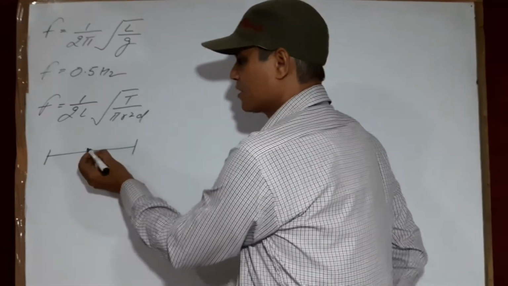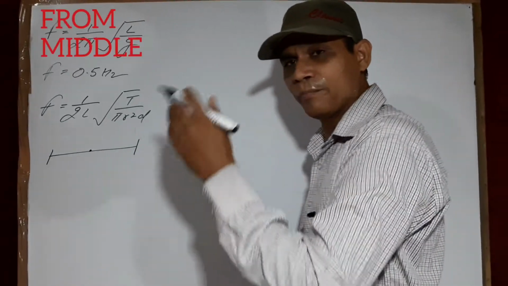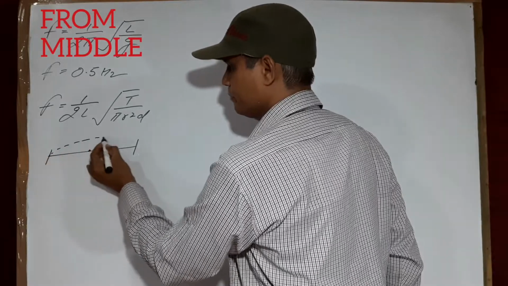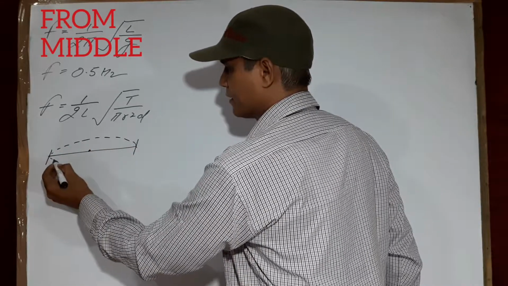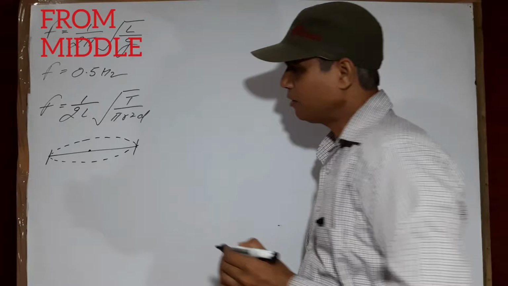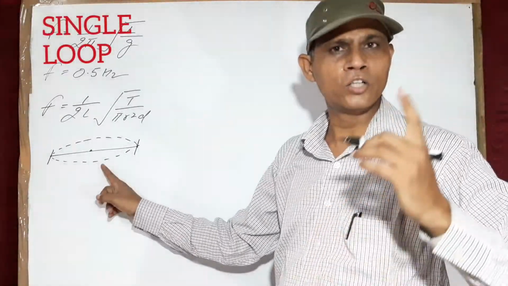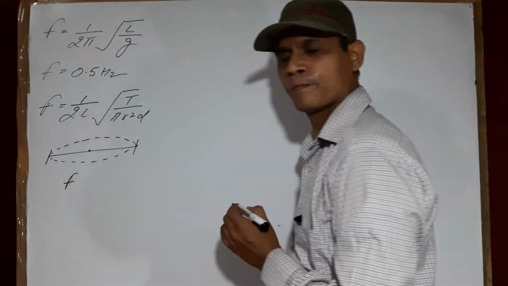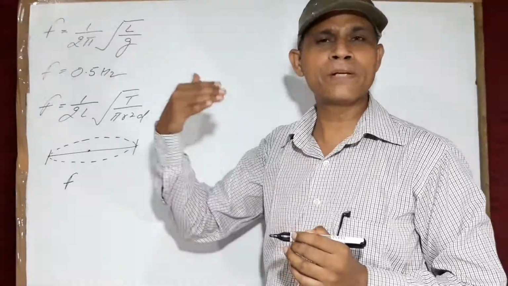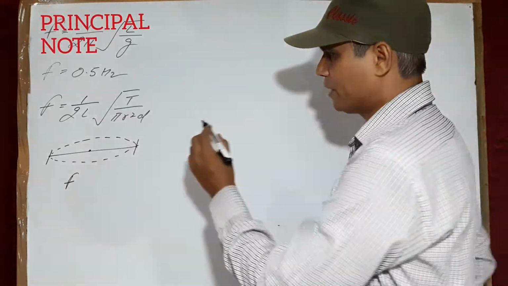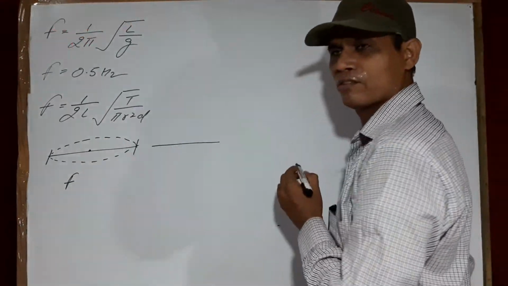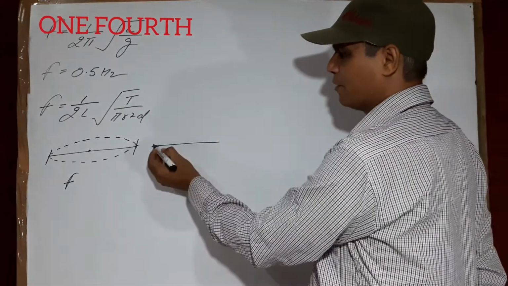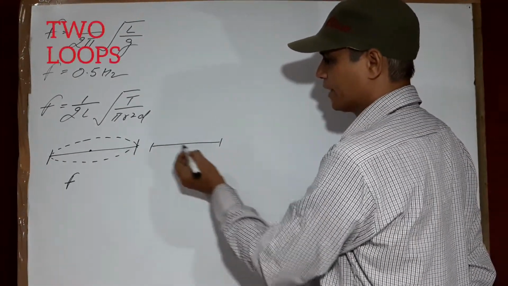If I pluck this string in the middle, the vibration will be like this. You will have only a single loop, and the frequency is f, which is also known as the principal frequency. But if I pluck this wire at one-fourth of its length, what will happen? I will have two loops like this.